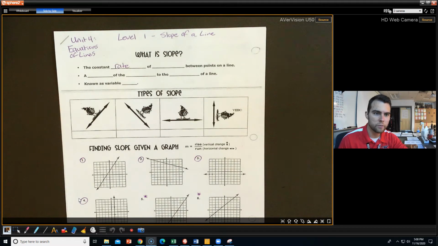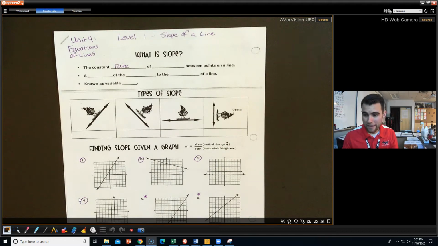It is Mr. Knight, and we are going to start Unit 4, Equations of Lines, and we're going to look at Level 1, which is the slope of a line. So if we think about any kind of line, it can have some kind of steepness to it. It can be flat and have no steepness. It can be very vertical and be super, super steep to the point where it's not really even a slope anymore. We'll get to that in a little bit.